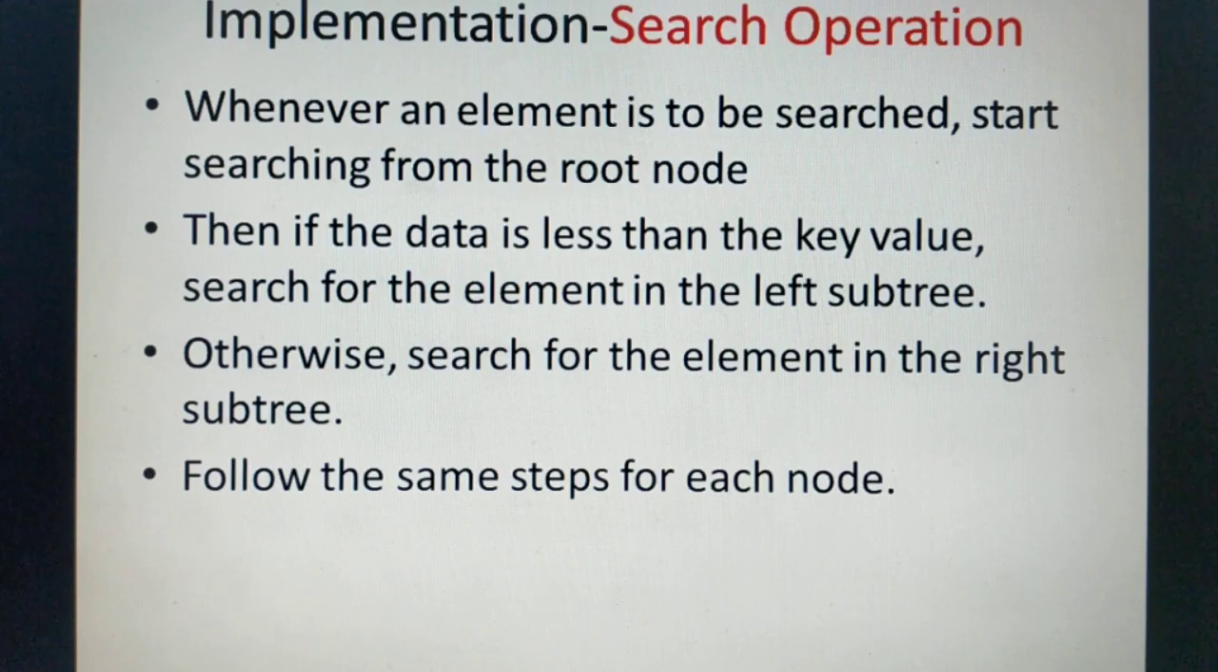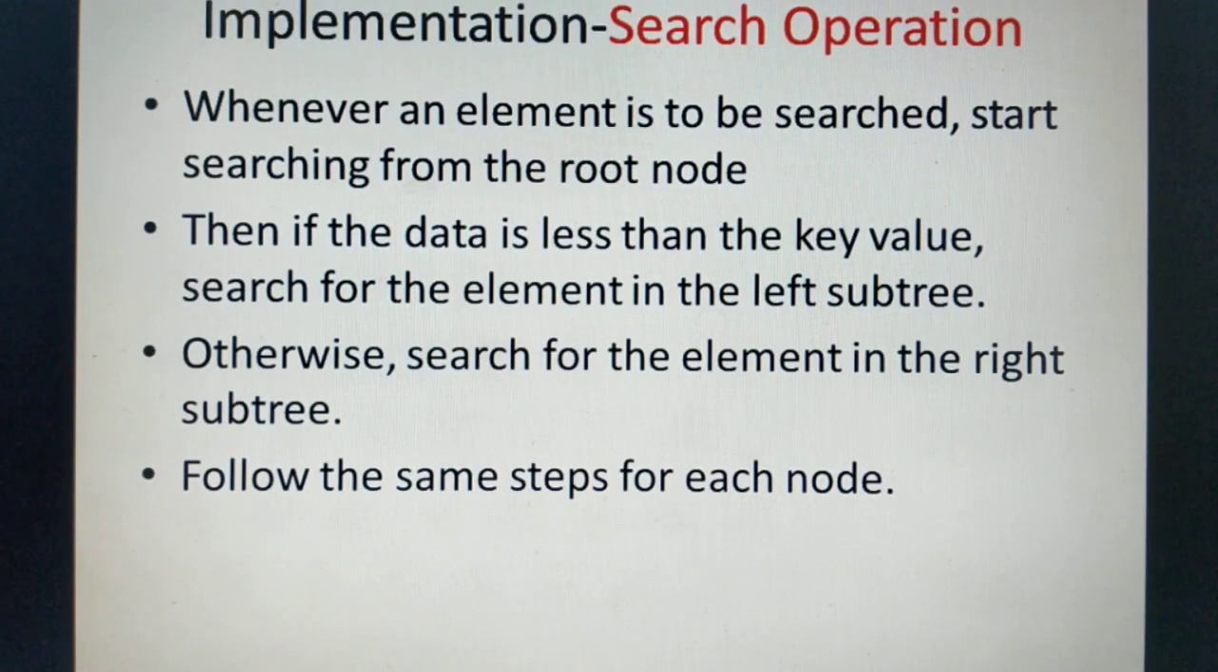So we continue. If the data is less than the key value, search for the element in the left subtree, else search for the element in the right subtree, and keep repeating the steps until you encounter the value you are searching for. Once you encounter the value you are searching for, we print that particular data.